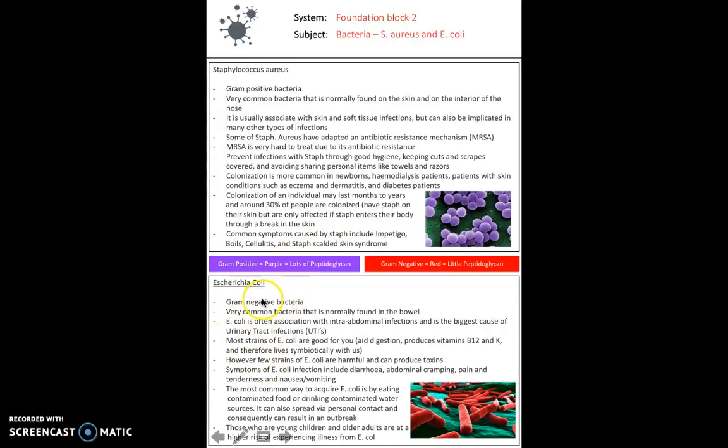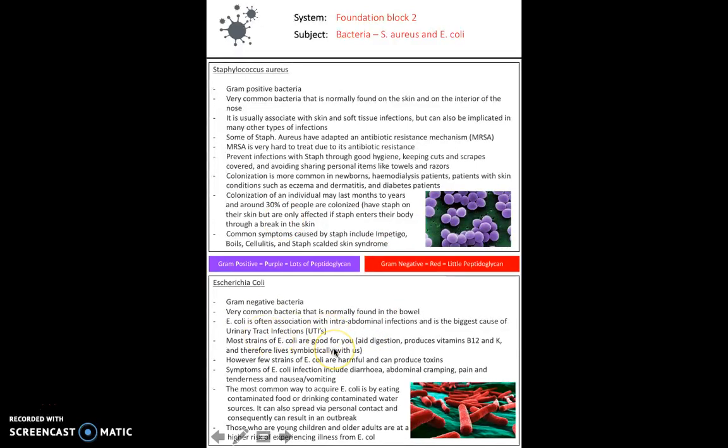E. coli is another bacteria. This bacteria is gram-negative, which means it appears red on the gram stain test because it doesn't retain that crystal violet staining. Again, this is a very common bacteria that's normally found in the bowel. E. coli is often associated with intra-abdominal infections, but it's actually the leading cause of UTIs.